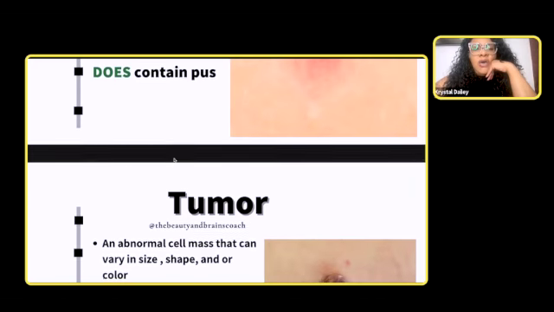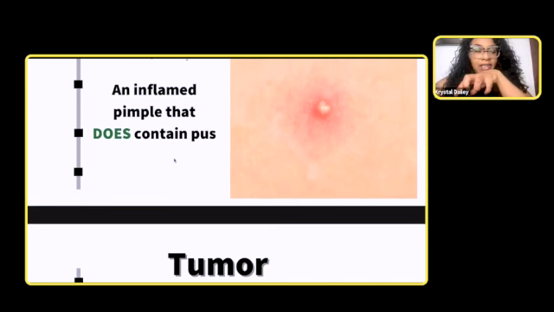All right, so we just talked about all of our primary lesions. We know primary lesions are what show up first to the party when something is wrong.